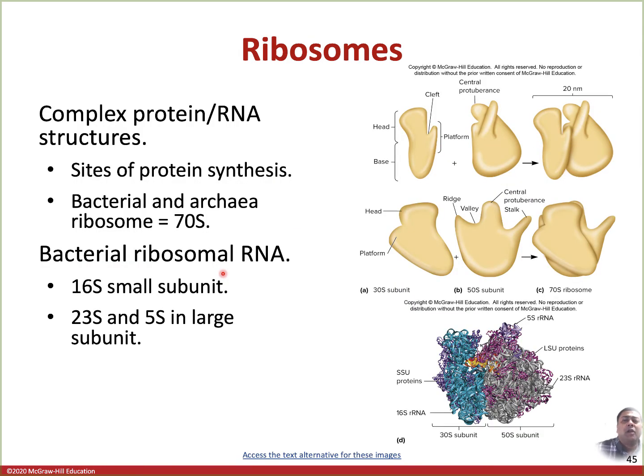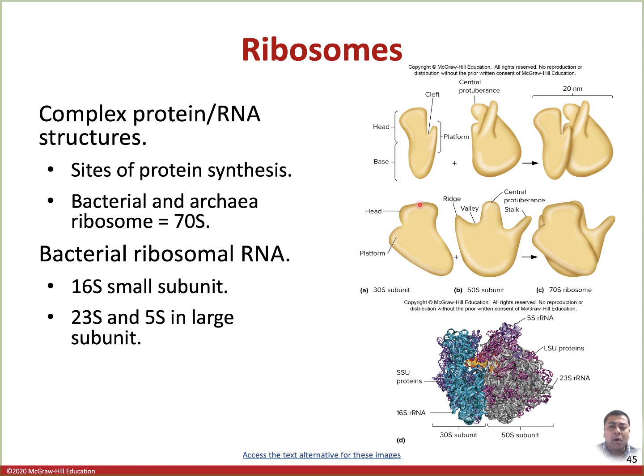The next structure present in the cytoplasm is the ribosome. This is the universal structure for protein synthesis machinery, and it is a complex of protein and RNA. The bacterial and archaeal ribosomes are 70S in size. So let's take a look at what they are composed of.